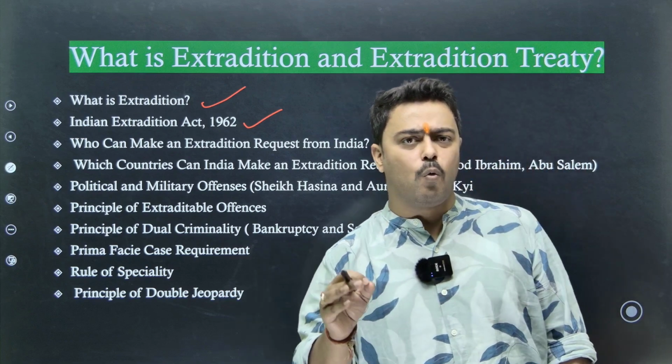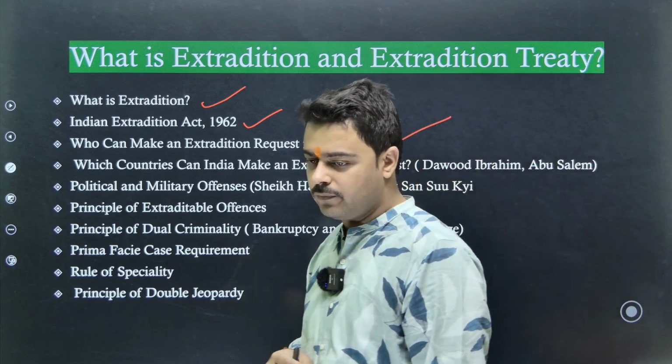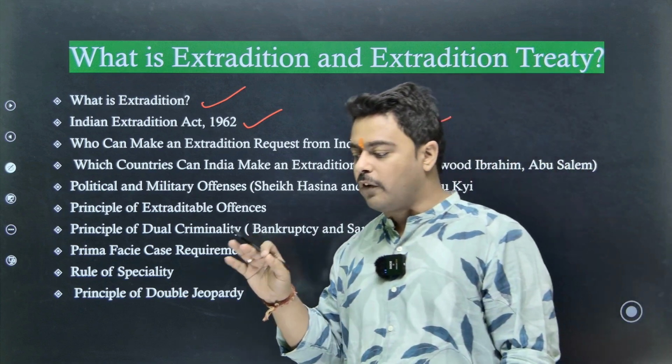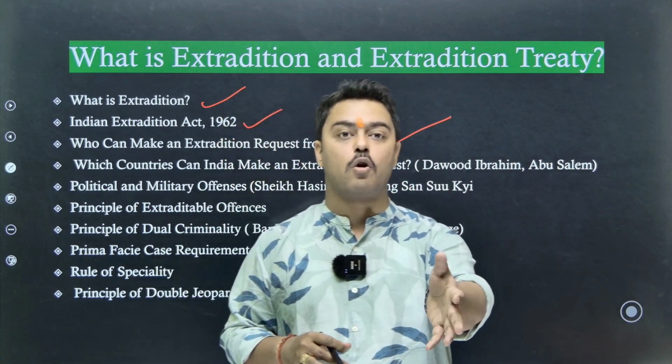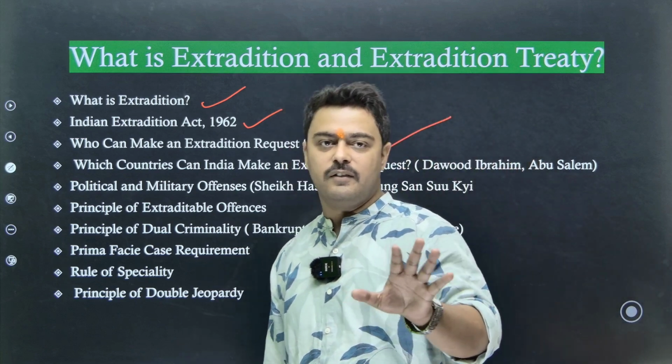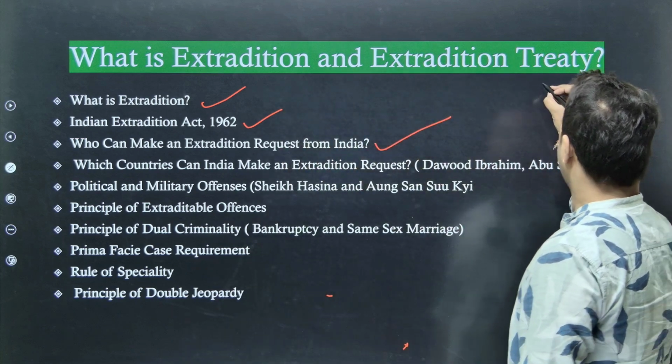Now, you must be thinking, what is the process of extradition? See, there are two kinds of fugitive offenders. Fugitive means bhagoda, which you must hear very commonly in the news. There are two kinds of fugitive offenders you must be hearing about. Now let's understand here.